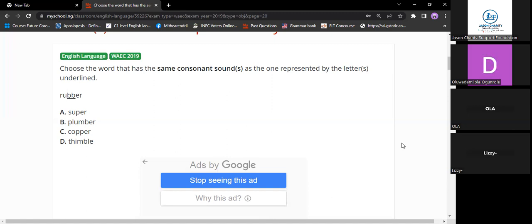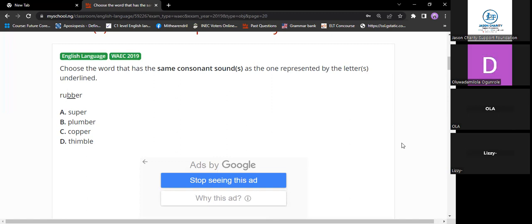So now, the word that we have there is rubber. The underlined letters are both B. The first thing you need to know is, are you pronouncing the word properly? It is rubber. Now, from the list of options that we have, which one do you think has that letter pronounced in it? If you look at the first option, it is super. So it is p, not b. So it means that will not be our answer.